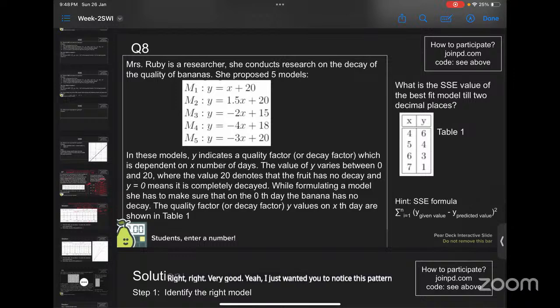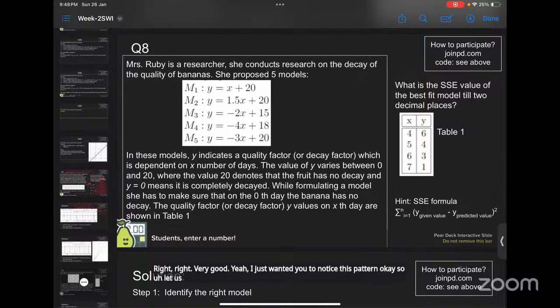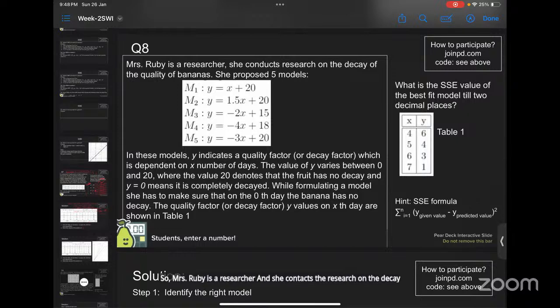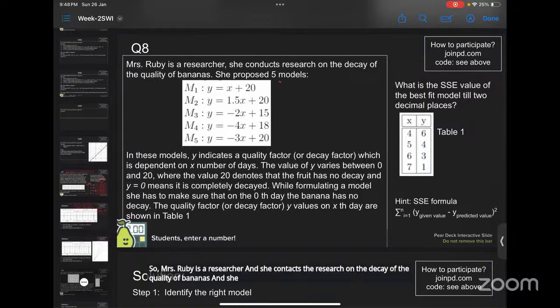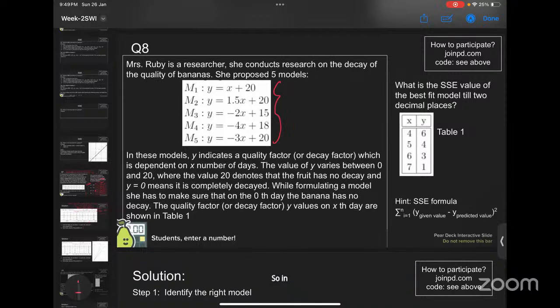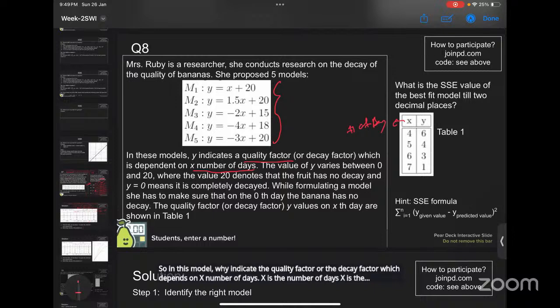Okay, so let us read it from the beginning. Mrs. Ruby is a researcher, and she conducts research on the decay of the quality of bananas, and she proposed 5 models. So these are the 5 models we have. In these models, y indicates the quality factor or the decay factor, which depends on x, the number of days. So x is the number of days, and y is the quality factor.